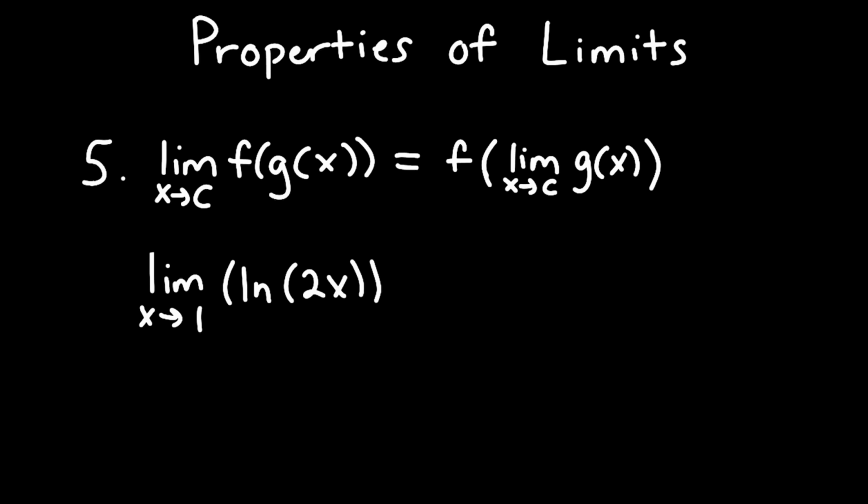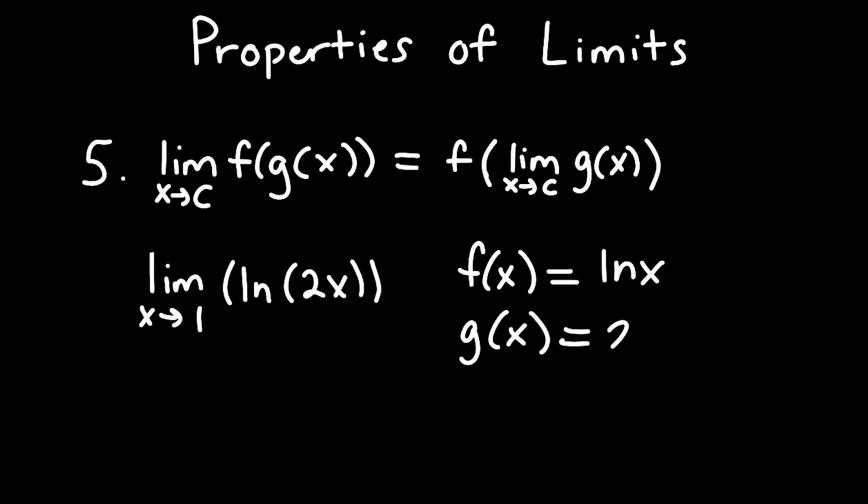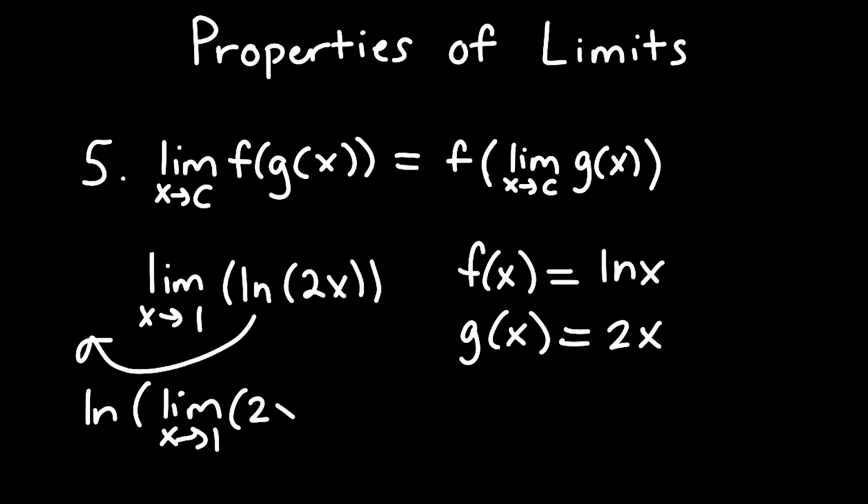So here, we can go ahead and name the outside function, f of x, as ln of x. And we can name the inside function, g of x, 2x. Because ln is on the outside, 2x is on the inside. If we use the composite function property, that tells us we can bring this ln out to the front, just like we did with that constant earlier. So now this is going to give us the natural log of the limit as x approaches 1 of 2x.